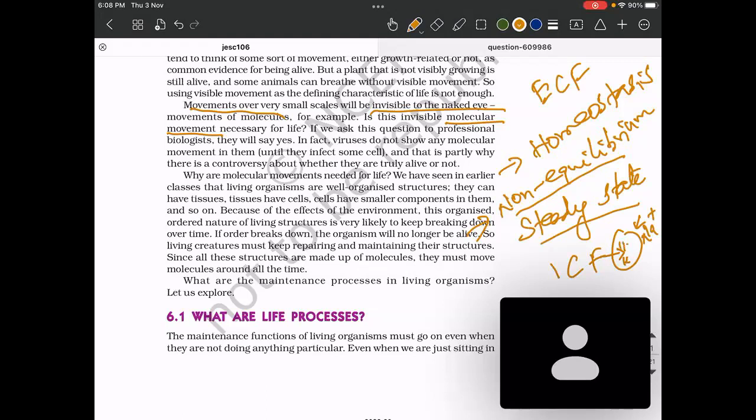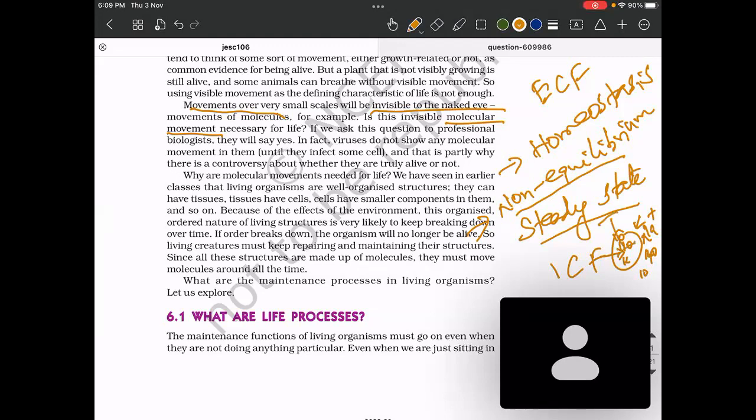Here 110 potassium, here 10 potassium. Here 140 sodium, here just 10 sodium inside the cell. Always this concentration of this simple ion should be maintained. That is called what? Non-equilibrium steady state. Like that, sodium, calcium, potassium, all of the substances should be maintained at their correct concentration inside as well as outside. No molecules in general attains equilibrium.